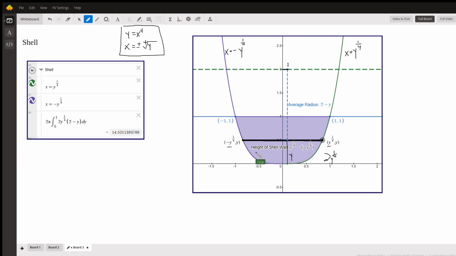Shell walls are being created from 0 up to 1, this one right here. So there's the height of the shell, there's the average radius. We're going from 0 to 1, multiplying by 2 pi. We get the same result.